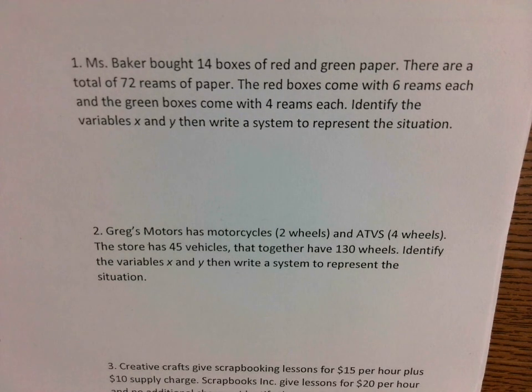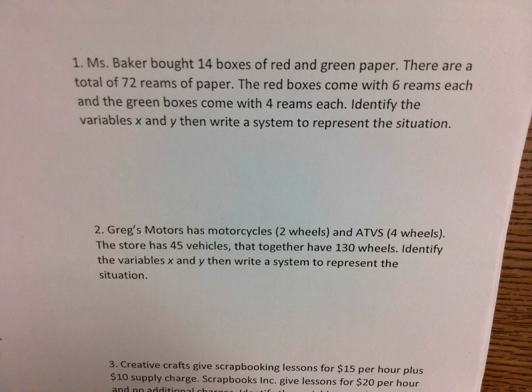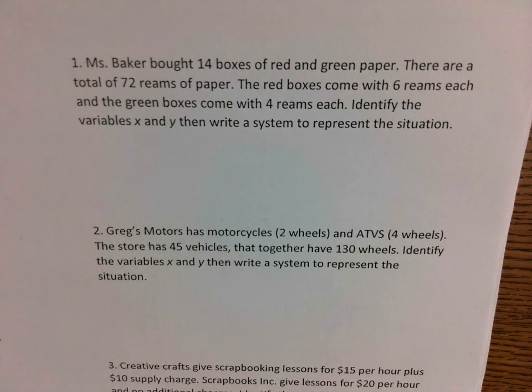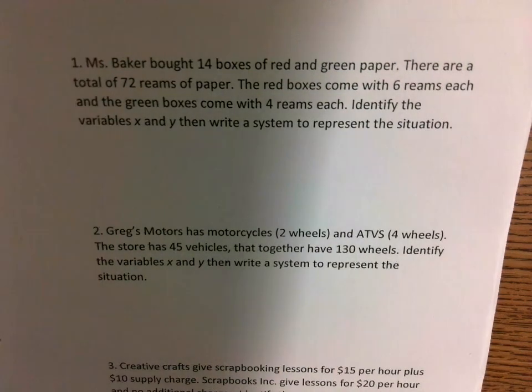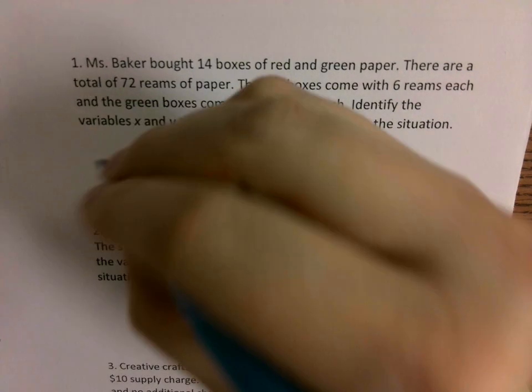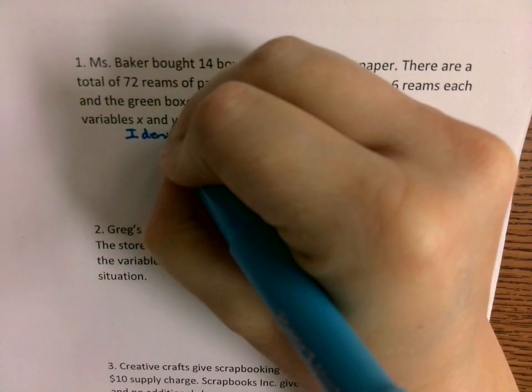We're going to identify our variables for X and Y, and then we're going to write a system that is going to represent the situation that has been stated here. So the very first thing that we want to do is identify what our variables are going to be, meaning our X and Y values. So for here, because I want to do the first one with you, we're going to identify the variables.